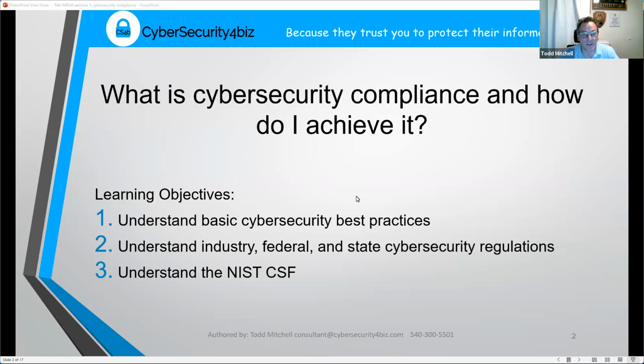I want to talk about what is cybersecurity compliance and how do I achieve it? So for cybersecurity compliance, we're going to take a look at three different areas. One is understanding basic cybersecurity best practices. The second thing is understanding industry, federal, and state regulations and laws that may affect you or may have you forced to be cybersecurity compliant.